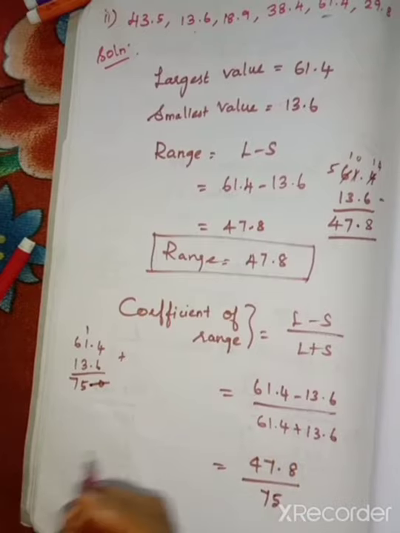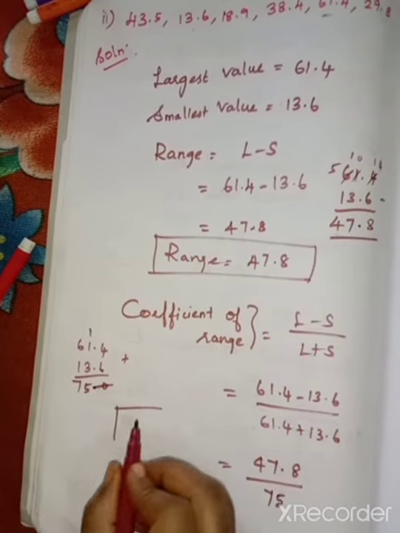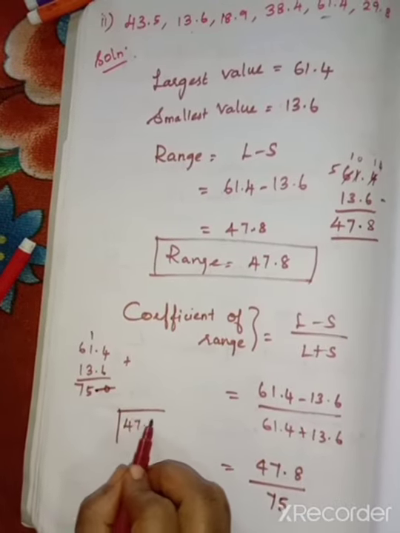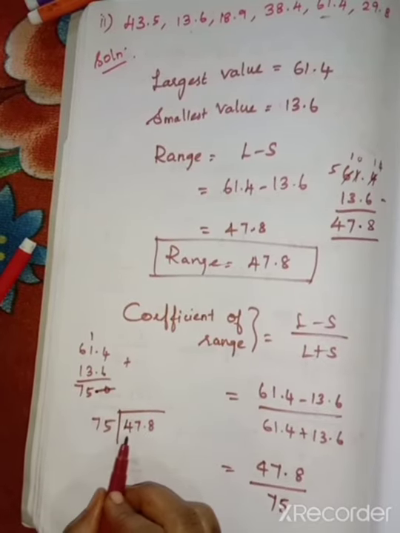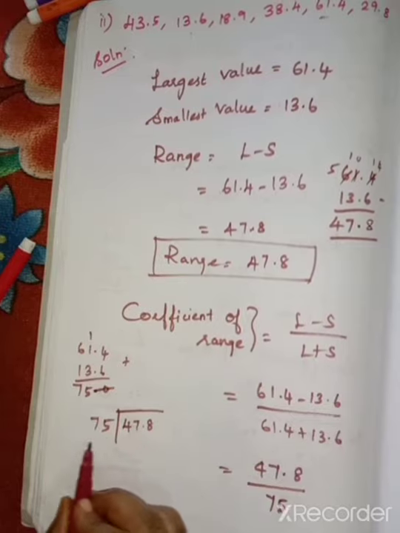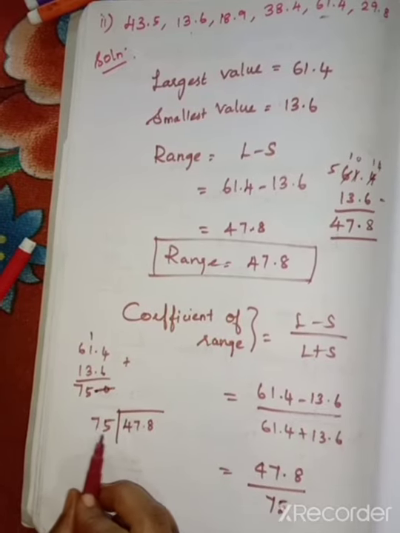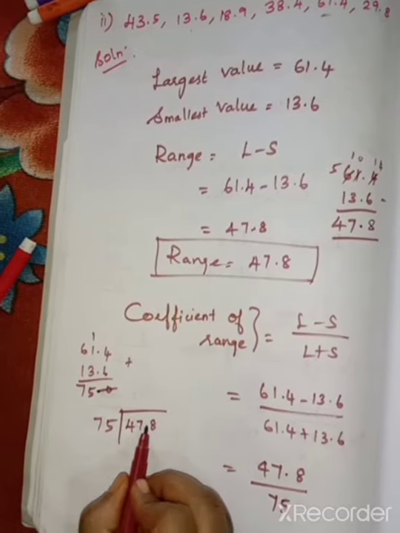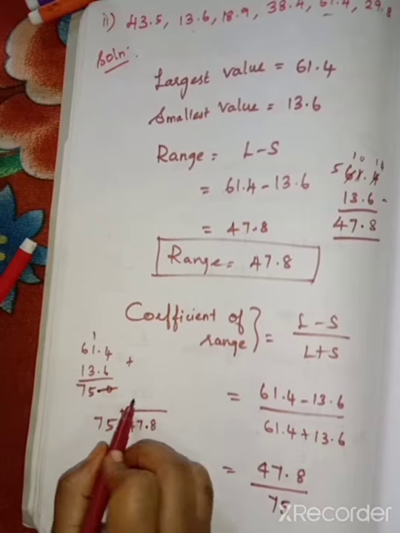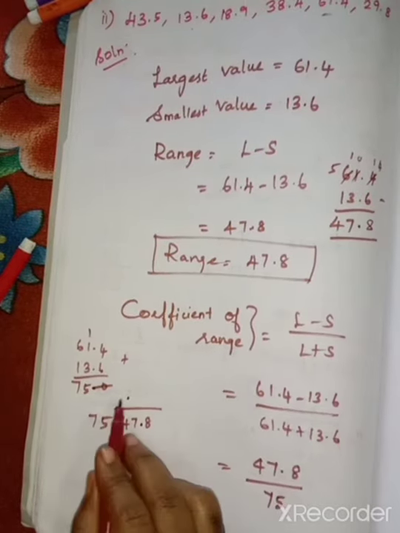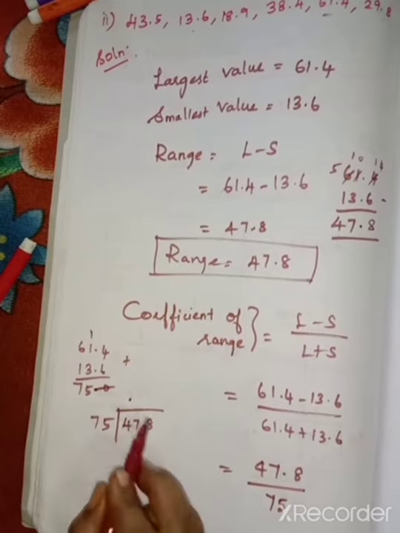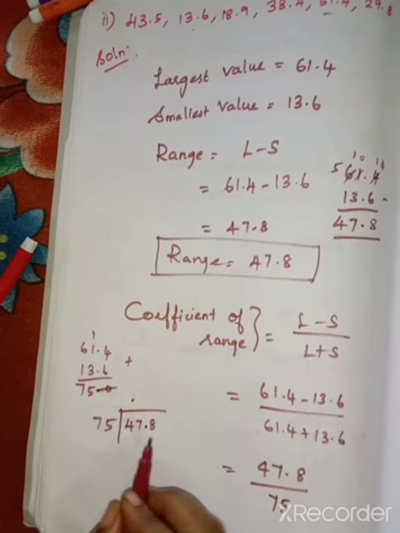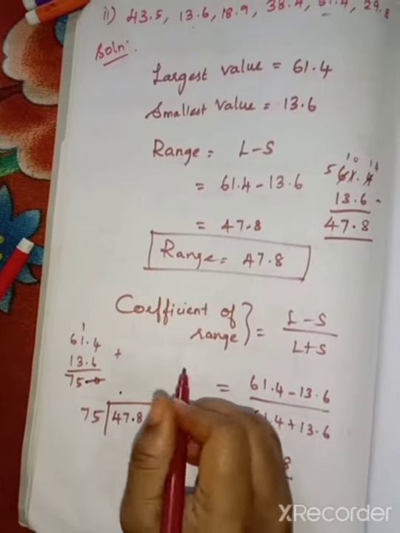Now we want to divide. So here we have 47.8 divided by 75. Here 47 is not possible to divide by 75. The decimal is there, so if you take the decimal in the quotient, we take the value 478, and then we have to divide. So 75 is divisible into 478.